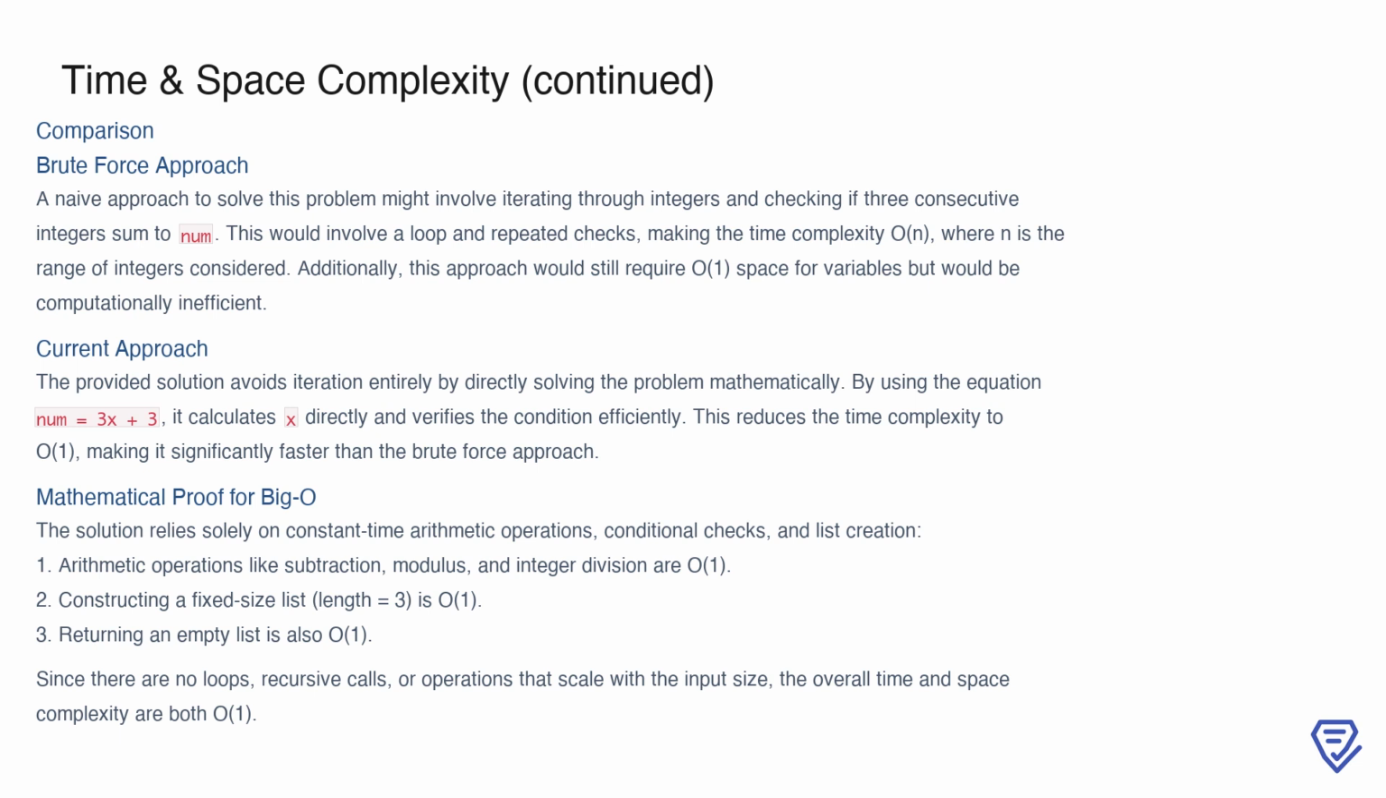Finally, since all operations like subtraction, modulus, integer division, and constructing fixed-size lists are constant time operations, the time and space complexity for this solution are both conclusively O(1).